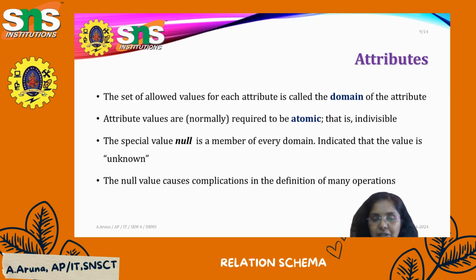Null value causes complication in defining many operations. While doing any operation, if you have a null value, we can't do anything. If you set a primary key and you don't have a roll number, I can't identify that particular student's details. Is it right? That is not meaningful. We can't do certain things. For that only we can specify the constraint.